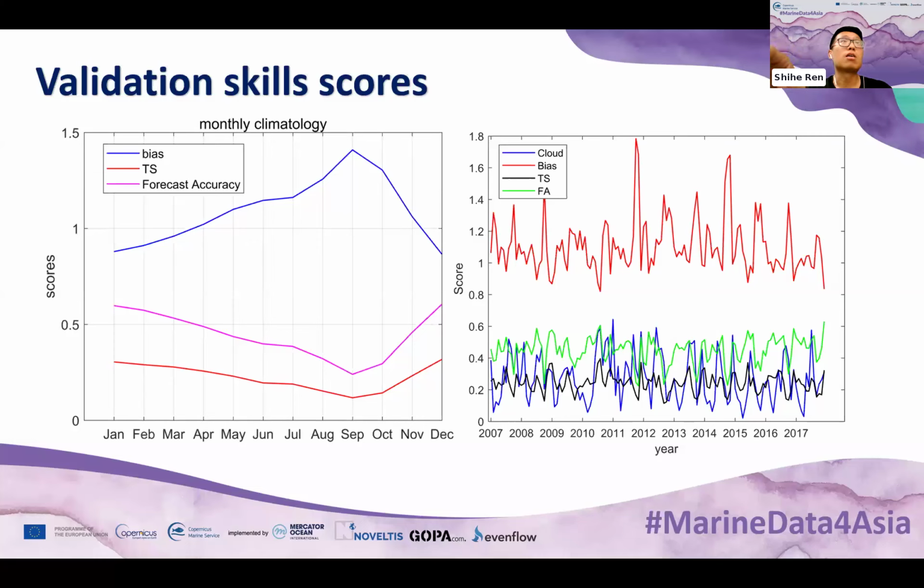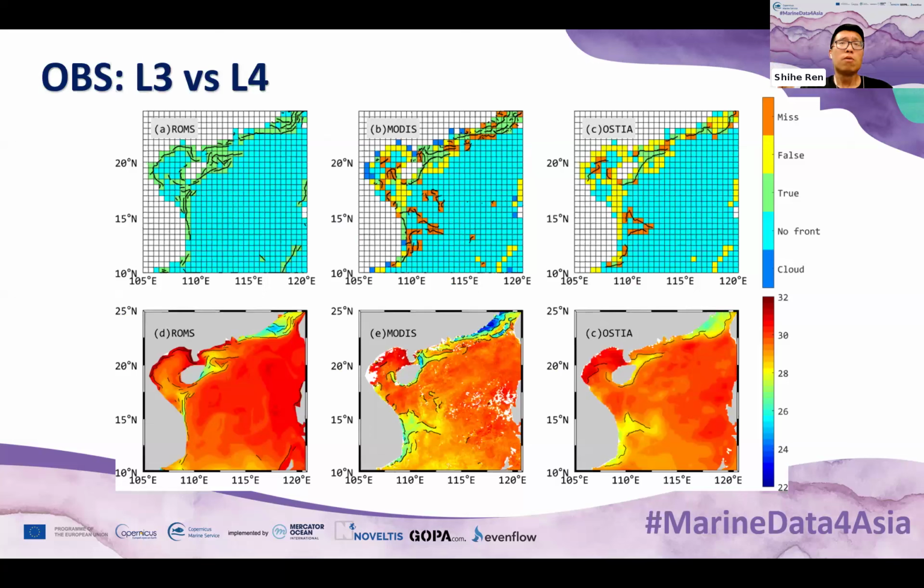These two figures show long-term validation scores and climatology results. We can see the scores show a very strong seasonal cycle: in the winter the score is high, and in summer the score is relatively low. And for Ostia as an L4 product, in the cloud cover region, the SST results are made from a smoothing method, which can reduce the SST gradient. And maybe this is not the true condition.